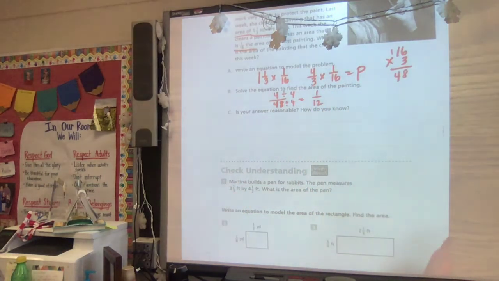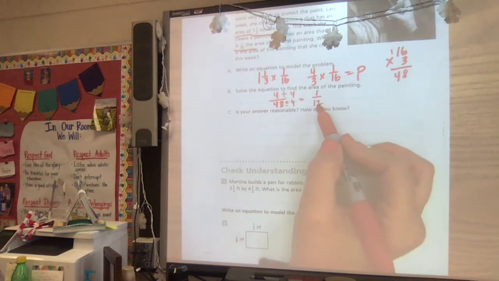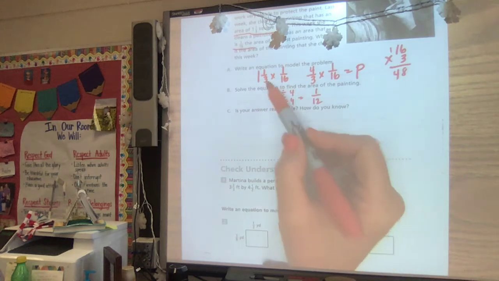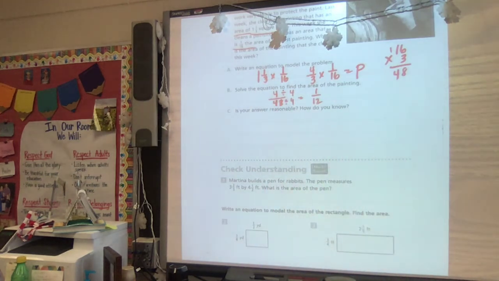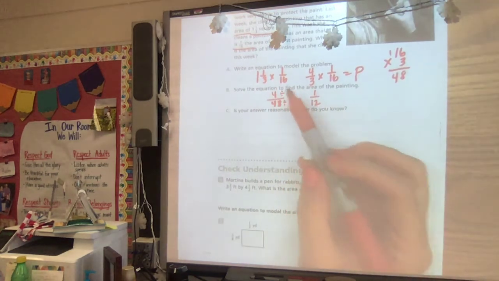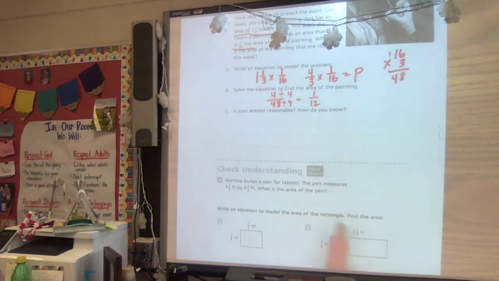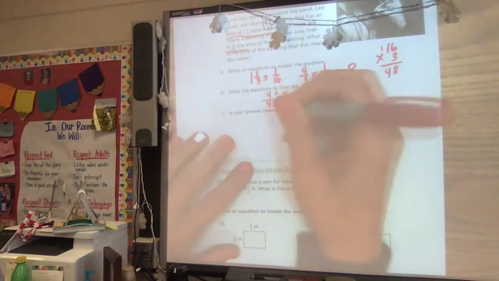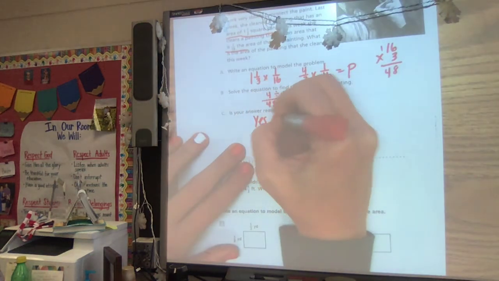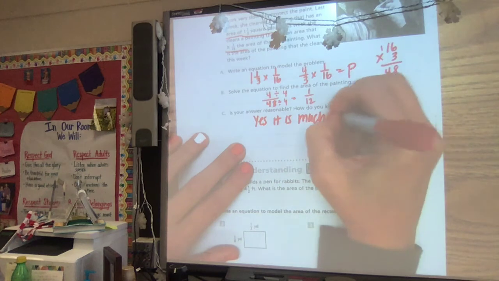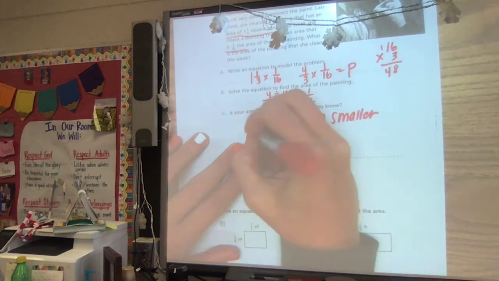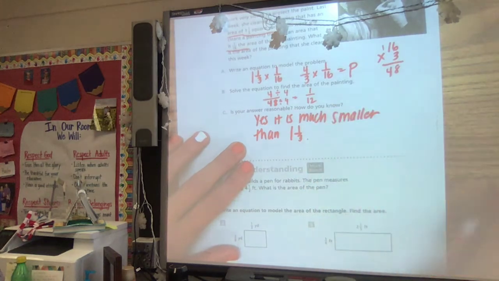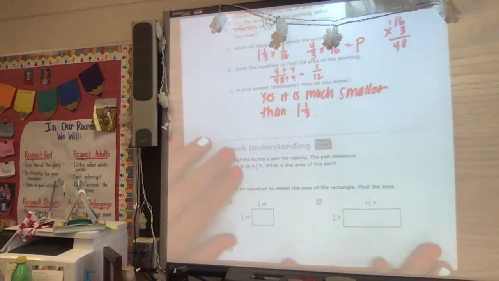So we knew that that was going to be a lot less than this, because we found a 16th of it. So we took this 1 1/3, we split it into 16 parts, and we only got one of them. 1/12 is a very small fraction. It's much smaller than this. So that's how we know our answer is reasonable. So I'm just going to write it is much smaller than 1 1/3. And that helps me know that my answer is reasonable.